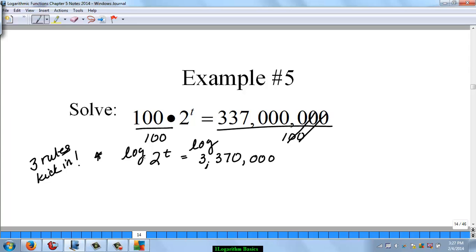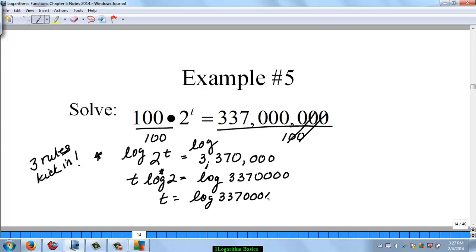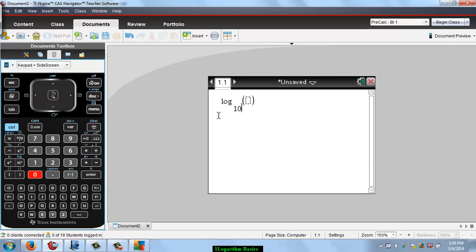When they kick in, I can now bring the t down front, so I have t log 2 equals log of 3,370,000. Now, the t is hooked to the log 2 by multiplication, and this is really a number. So I can divide both sides by log 2, so I end up with t equals log of 3,371,234 all over log of 2. And you just put it in your calculator exactly the same way. Please use your fraction button.